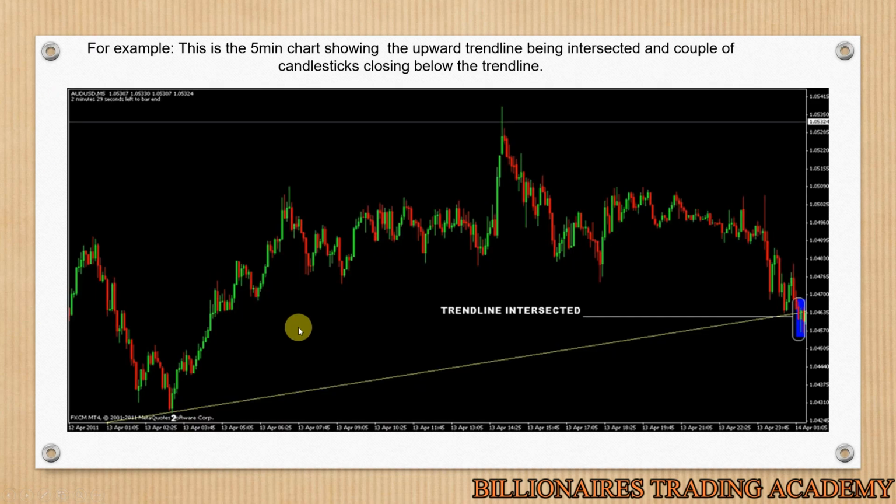So let's have an example. You see this is the second touch, and we had this trend line. Here we can see that it has been intersected, and the candlestick has closed below. But this is on the 5-minute time frame, right? This is a 5-minute time frame. So what do you do? You go to the 1 hour time frame.